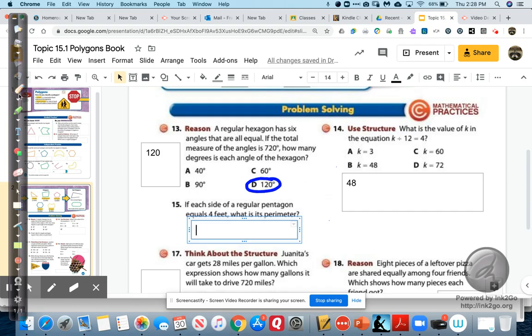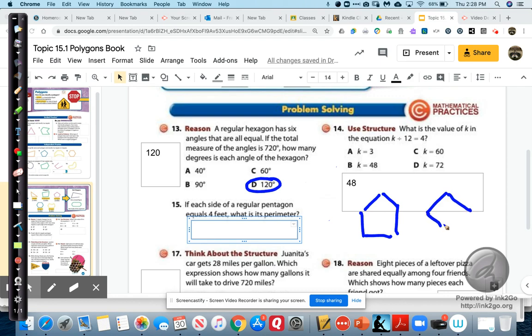So this one I think we want to do some drawing. I'm going to draw a picture of a pentagon. Again, a pentagon has 5 sides. So 1, 2, 3, 4, 5. And it says regular, so each side should be exactly the same. So they're all 4, right? 4, 4, 4, 4, 4.